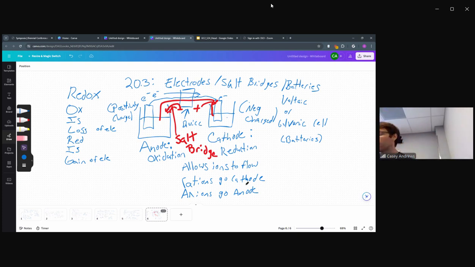So that is fundamentally what a battery looks like. There's a little bit more I want to talk about, but any questions just about the overall image of how a battery or a galvanic cell looks like? Or any questions about that terminology?